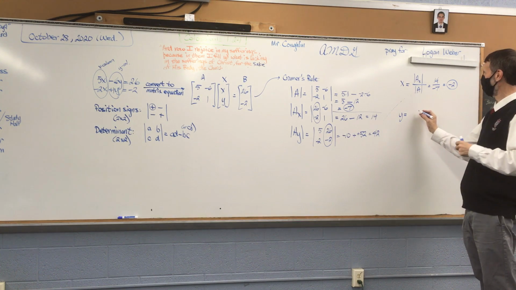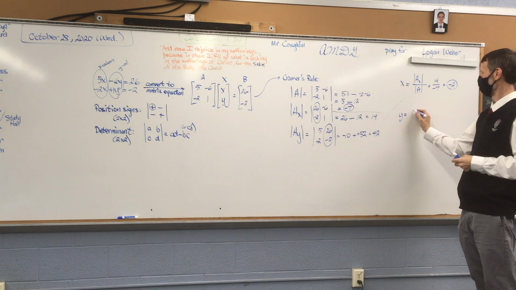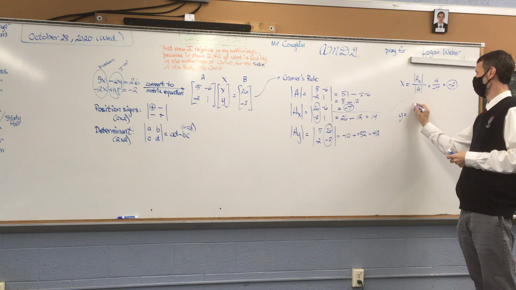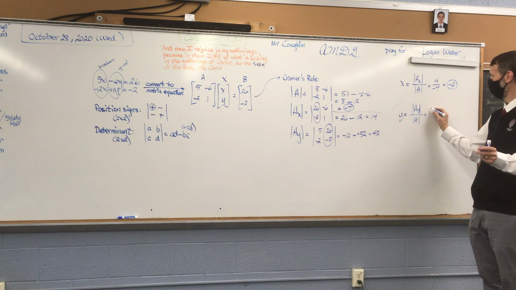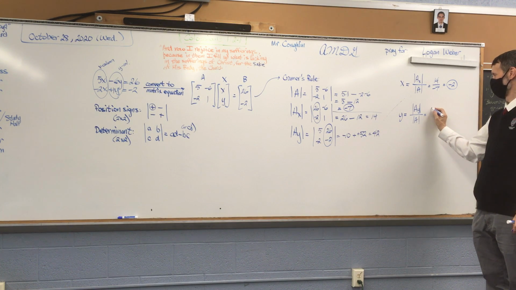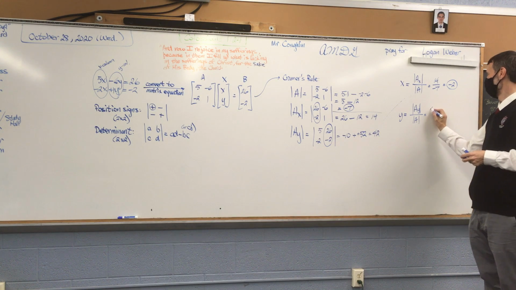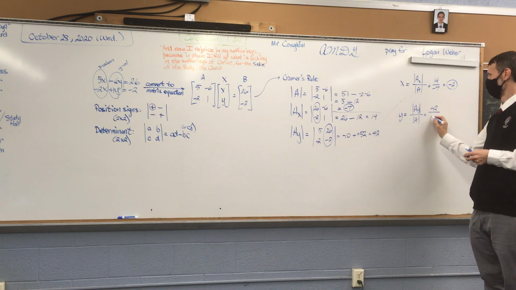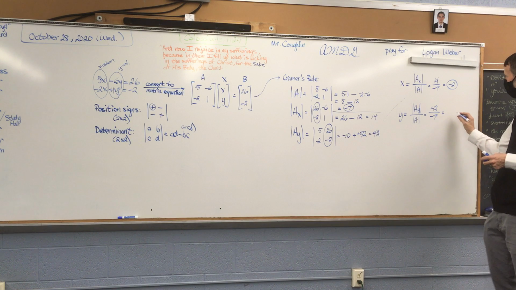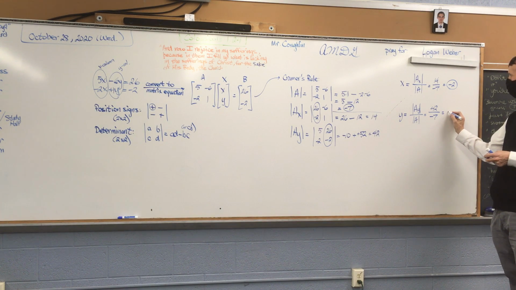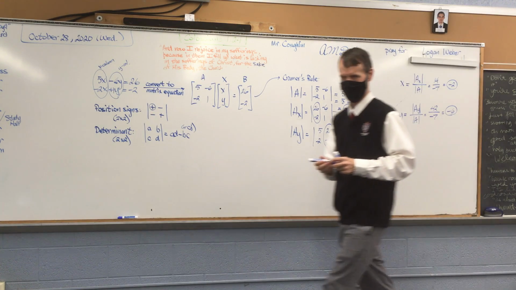And give me the y. How do you do that? Exactly. Determinant of A sub y over the determinant of A. Go ahead and do that for me. A sub y we already did. 42 over negative 7. What is that? Negative 6. Got it.